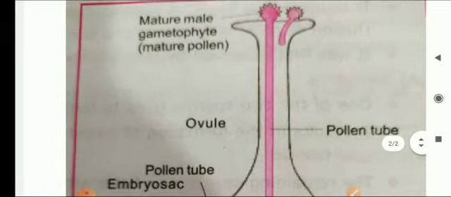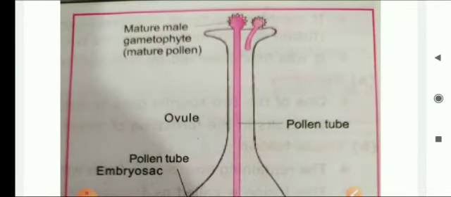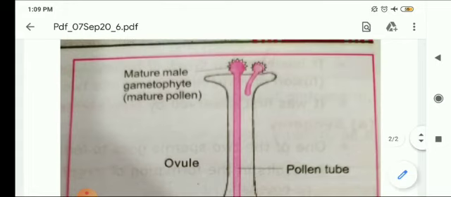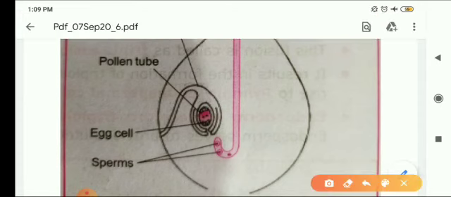Yes, this is the figure of this fertilization. Here the pollen tube germinates and enters into the embryo sac. This is the two sperms and this is the polar nuclei. The one tube nucleus degenerates, the two sperms are released, and the fertilization process takes place.